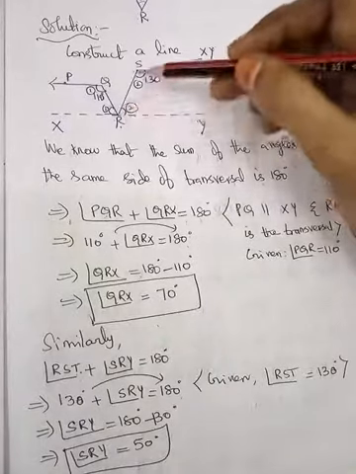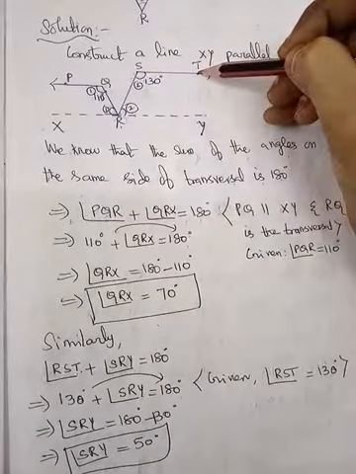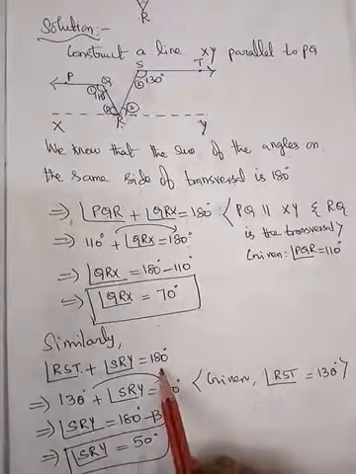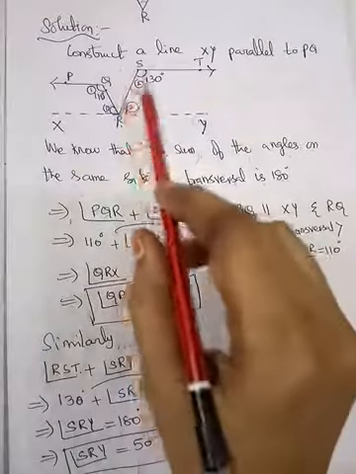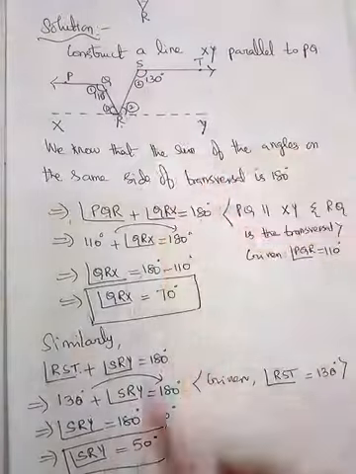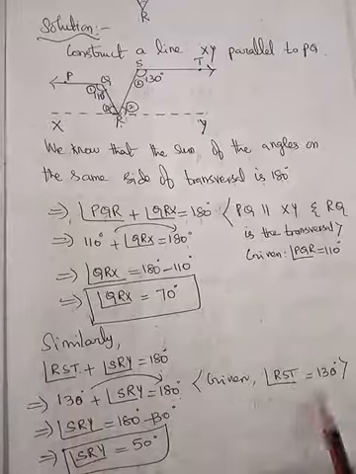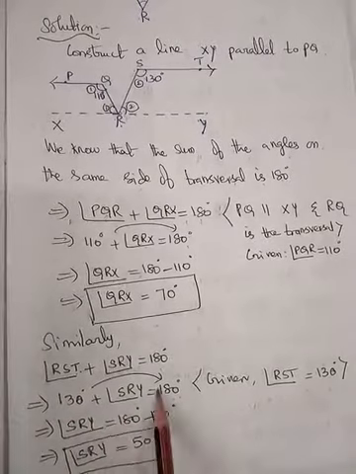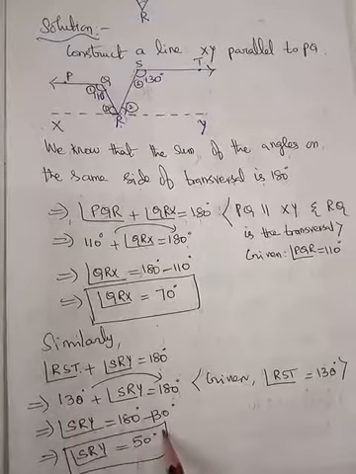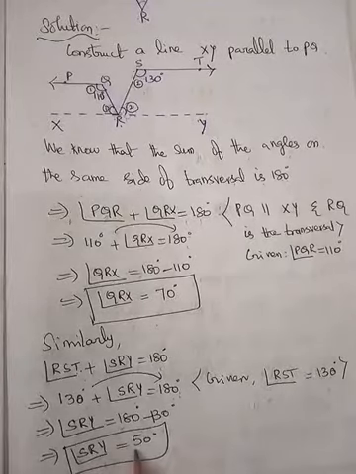So angle RST plus angle SRY, these two angles, the answer is 180 degrees. RST is nothing but 130, plus SRY equals 180 degrees, because it is given as 130 degrees. Bring 130 to the other side, you get minus 130, so angle SRY equals 50 degrees.